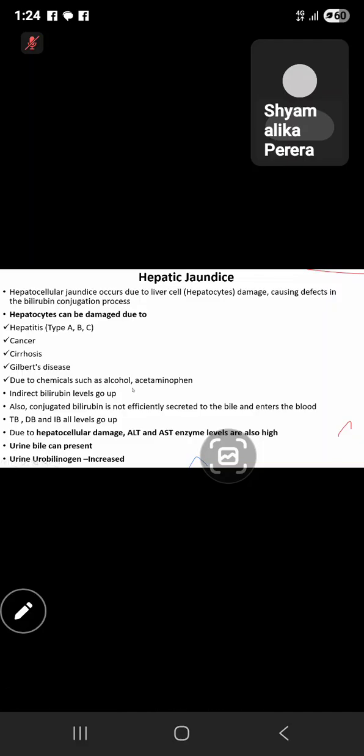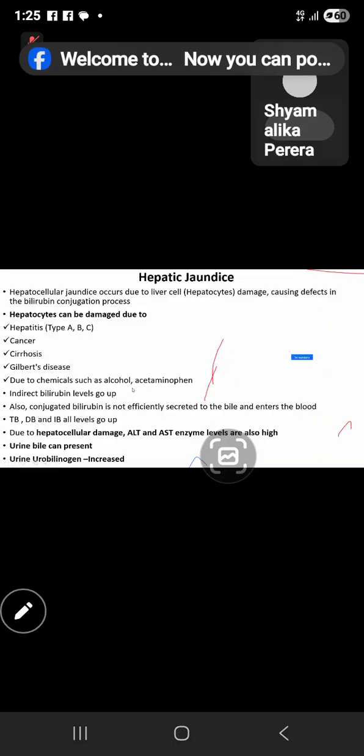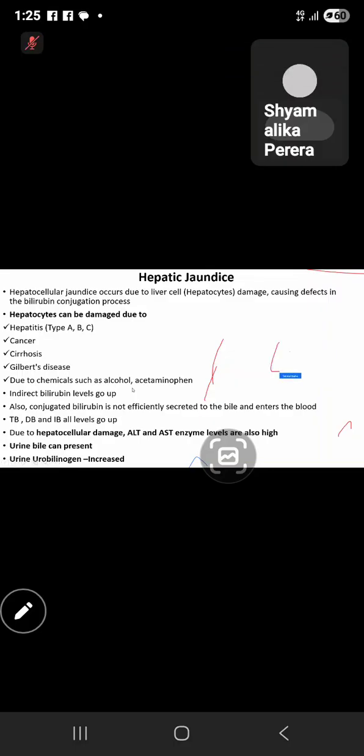So in these hepatic jaundice conditions, you can have increased bilirubin level. Urine bile is positive. That means in your urine sample, you can observe the conjugated bilirubin, and urine urobilinogen is increased. Not only that, because of the hepatocellular damage, you can observe increased AST and ALT liver enzymes. So you can make summary charts for the prehepatic, hepatic, and post-hepatic jaundice diseases.